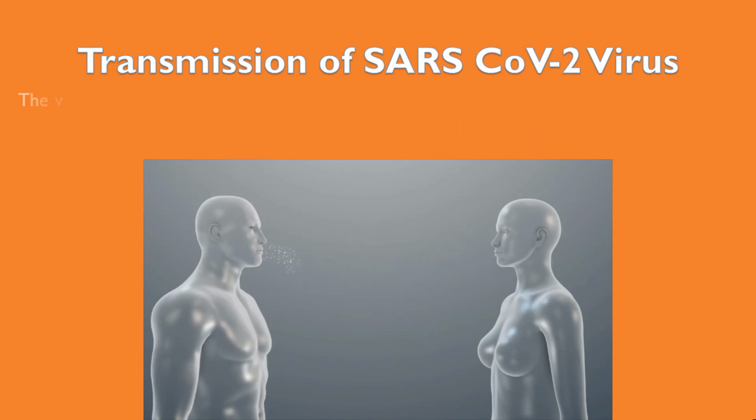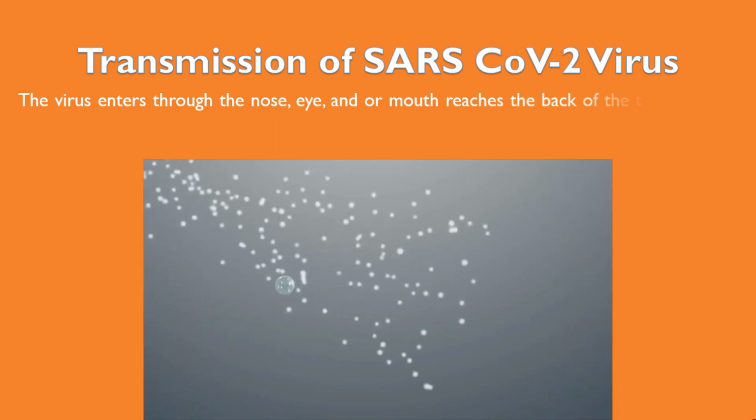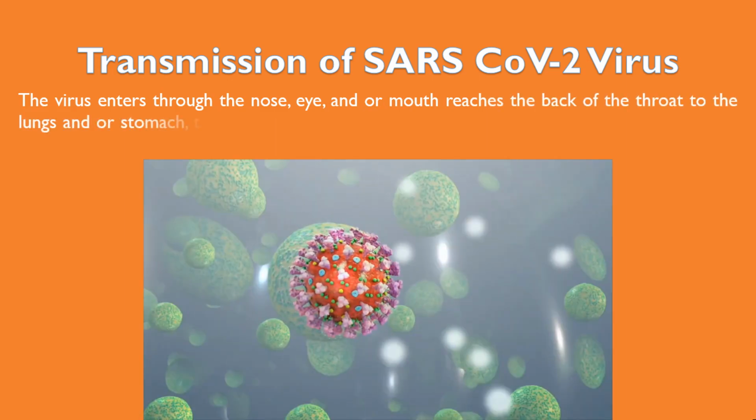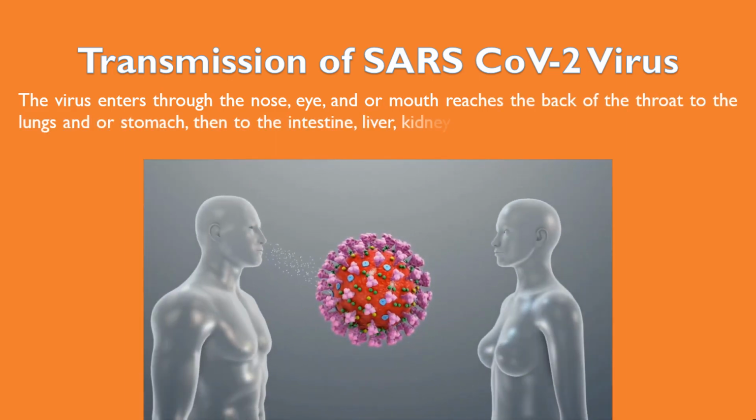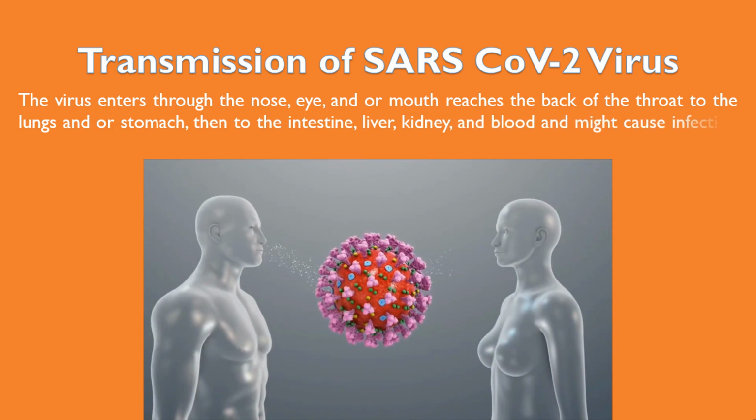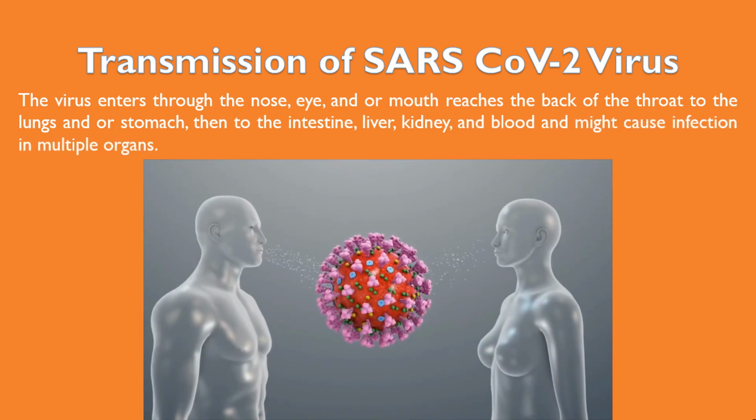The virus enters through the nose, eye, and or mouth, reaches the back of the throat to the lungs and or stomach, then to the intestine, liver, kidney, and blood, and might cause infection in multiple organs.